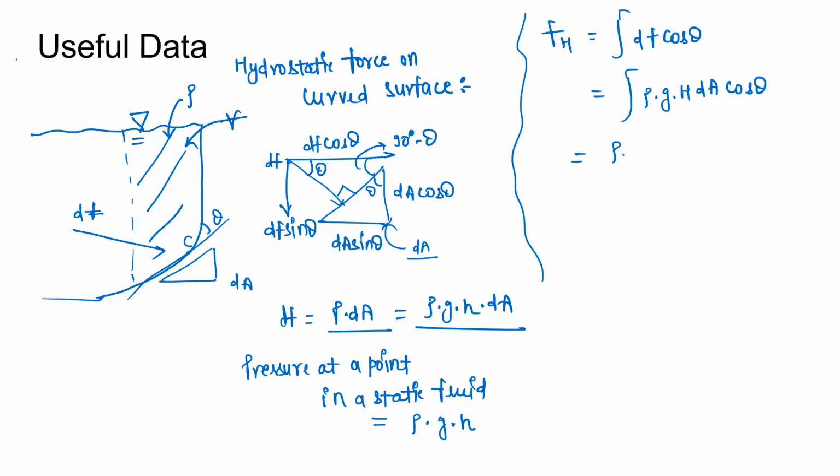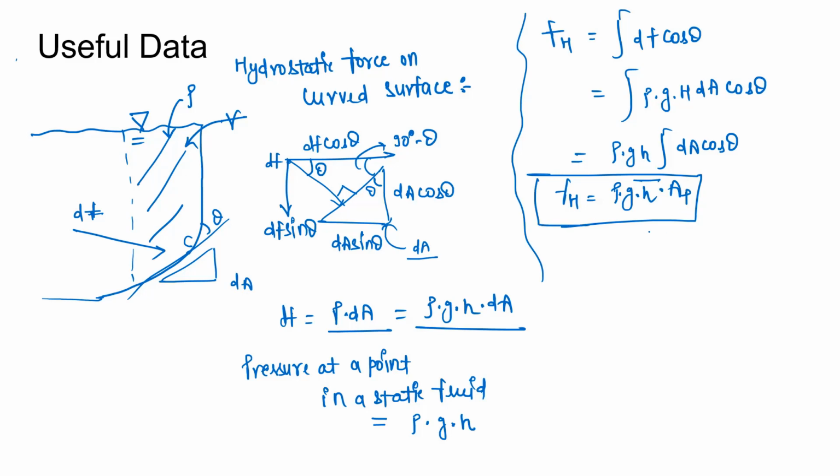Now if you take rho g h outside and we put dA cos theta here, we can see that dA cos theta is the projected area on a vertical plane. If we integrate this whole area, that will give us the projected area on a vertical plane. So we can write Fh equal to rho into g into h bar into Ap. So this is the first formula we will be using here, where Ap is the projected area.